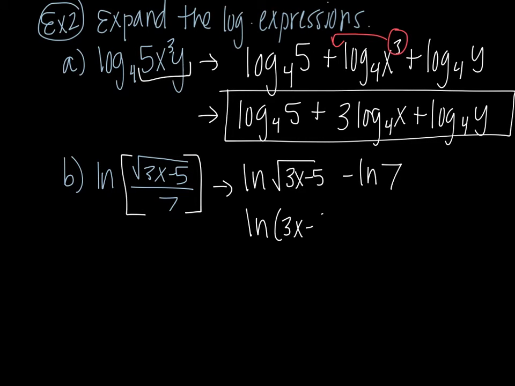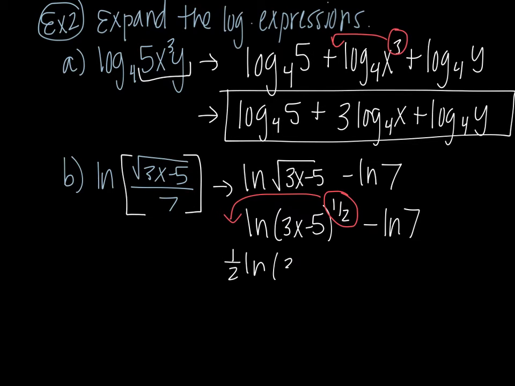Now, one thing that I hope you remember, or that you will now remember, is that the square root is the same thing as raising something to the 1/2 power. That's going to be important in this section. That's going to come up a good bit. So I rewrote that square root so that it was 3x minus 5 all raised to the 1/2 power. And now I can follow the power rule and take this and move it to the front. So 1/2 the natural log of 3x minus 5 minus the natural log of 7. And that is actually the final answer.